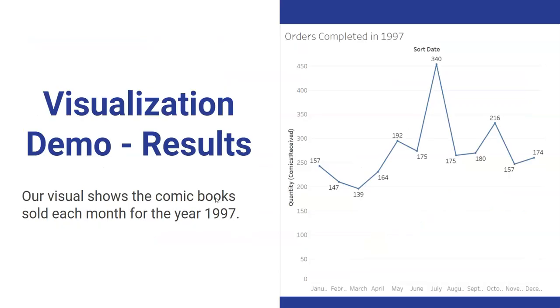Alright, so now that we have our visualization, this is what we got. It is the comic books sold each month for the year of 1997. As you can tell, we have the months down here on the x-axis, and on the y-axis we have the quantity. Sort date is at the top.